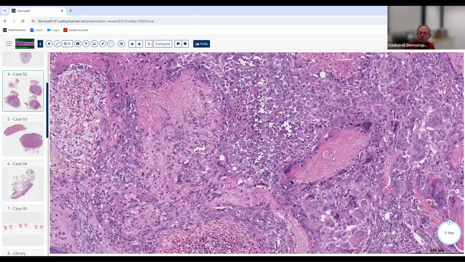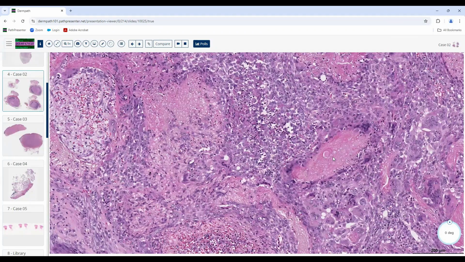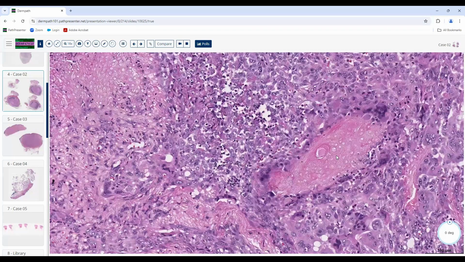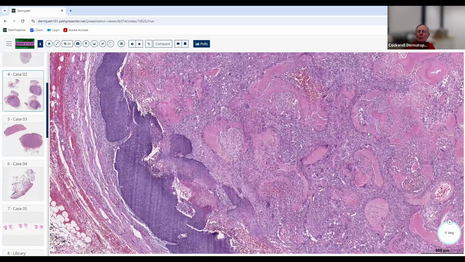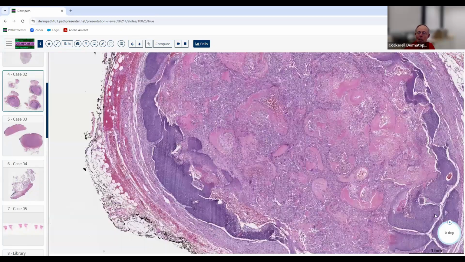And so what's the diagnosis? Pilomatricoma? Good, pilomatricoma. Very good. Straightforward, classic, beautiful example. It's an easy one.